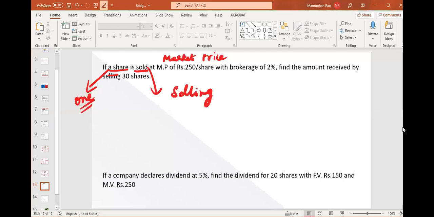250 rupees per share. One share is actually sold at the value of 250 rupees. You are selling through brokers, so with the brokerage, you are paying 2% per share. Per share is understood. I have not written it here, but in the examination, per share is also mentioned. Find the amount received by selling 30 shares. If you sell 30 shares, how much brokerage do you need to pay?